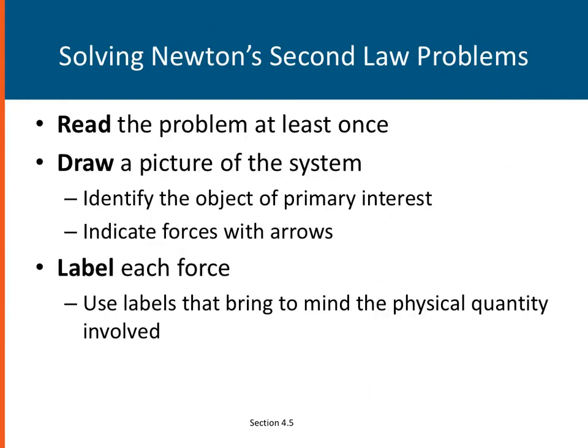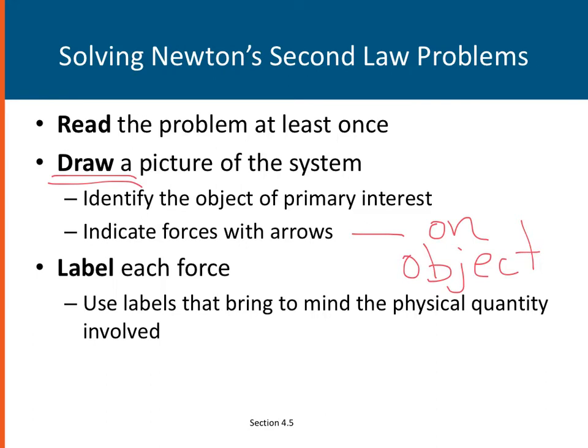When we are solving Newton's second law problems and we have these free body diagrams, we need to read the problem at least once, and most of the time we'll need to read it several times. Drawing a picture is absolutely imperative. We must draw a picture of the system. It doesn't have to be a work of art, but we need a physical representation. We have to identify the object of primary interest and indicate the forces with arrows that are acting on the object. So these are just forces on the object. We are not concerned with reaction pairs unless our object has a reaction pair acting on it.